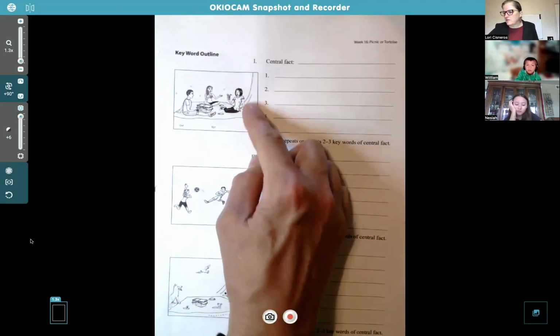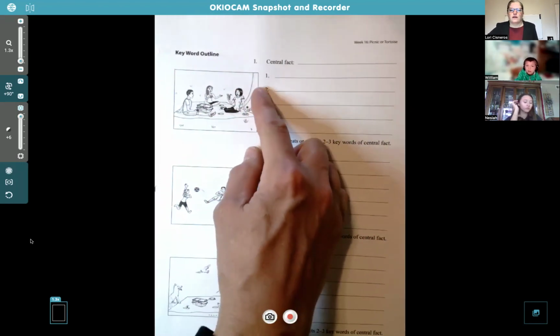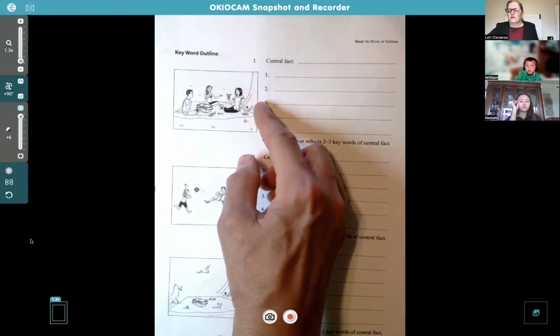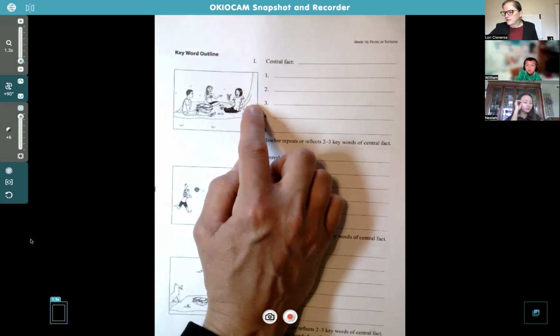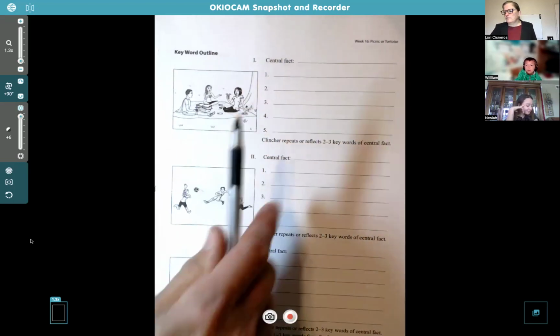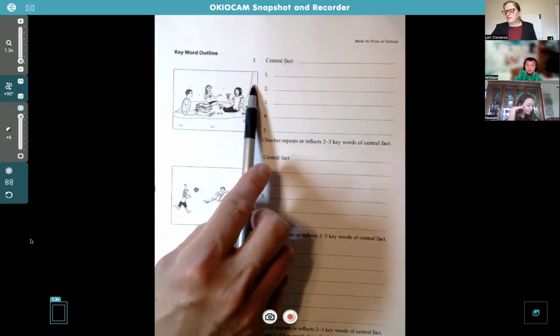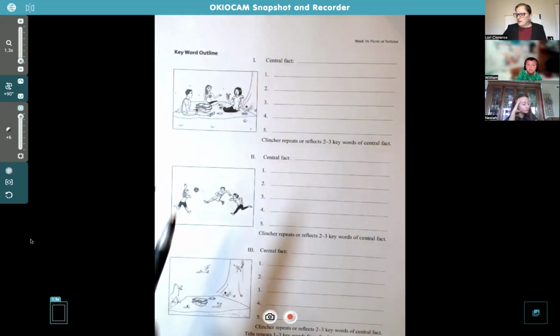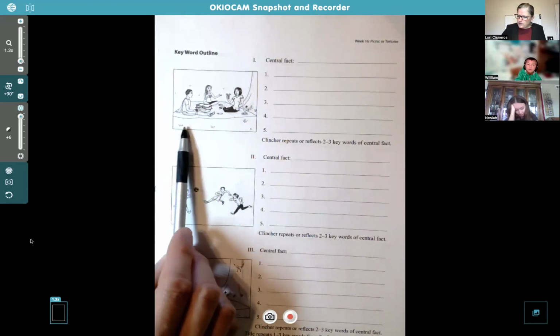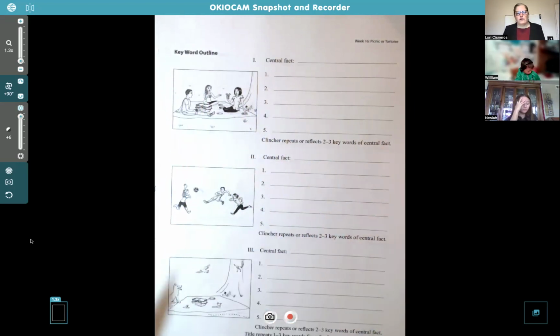What is this next to the picnic blanket right here? What do you see right here? Do you know what that is? A tree. So we can see, and it looks like these are little blades of grass. So they're outside somewhere. So that's the central fact.